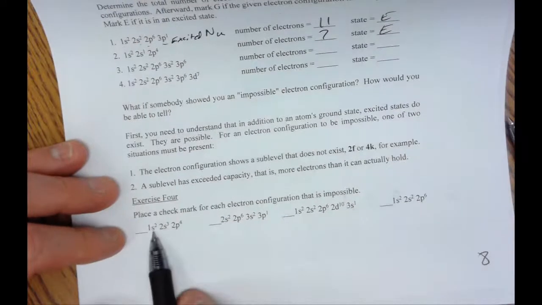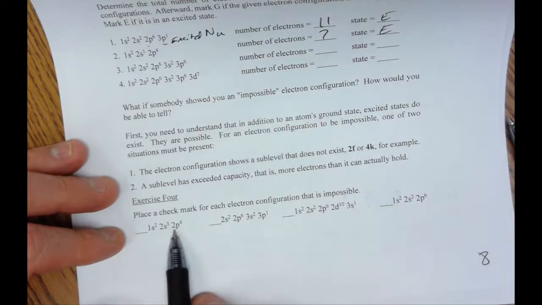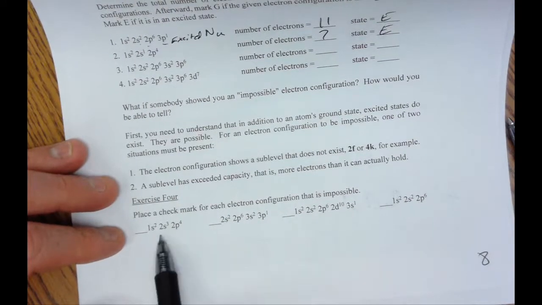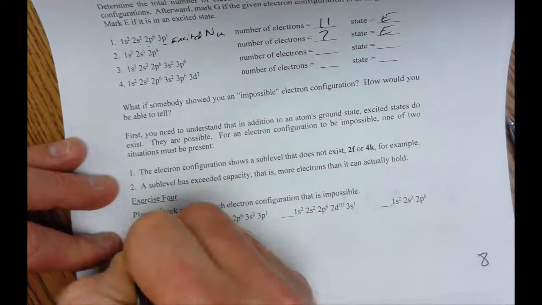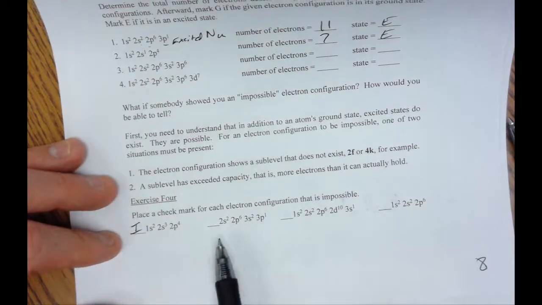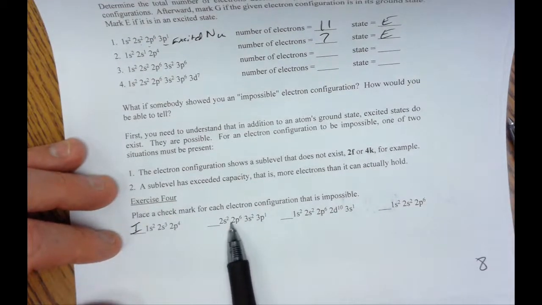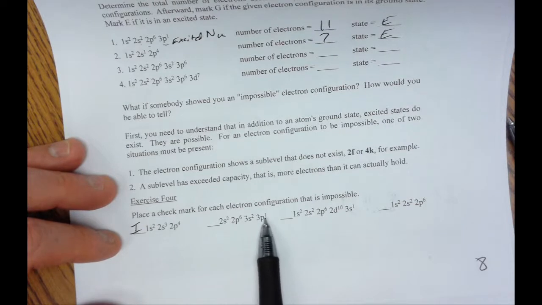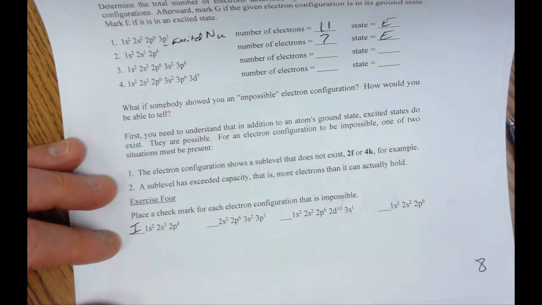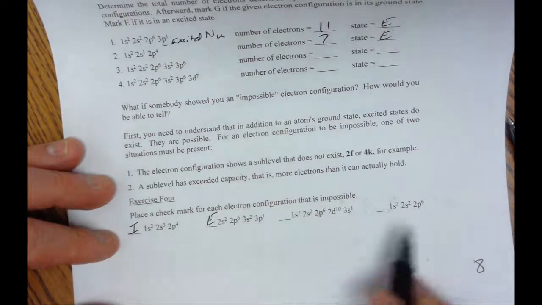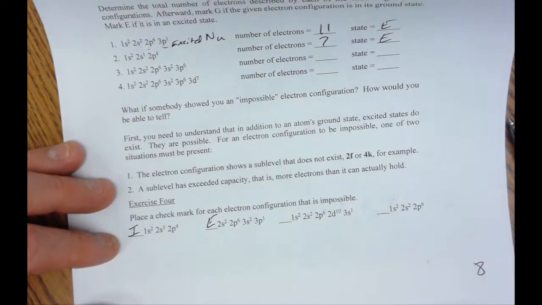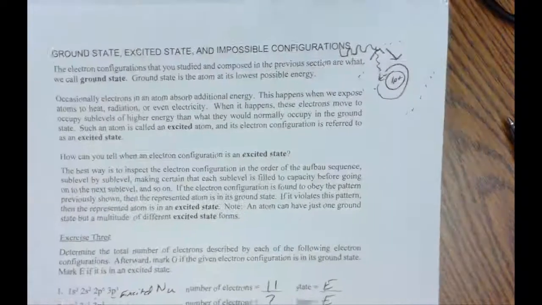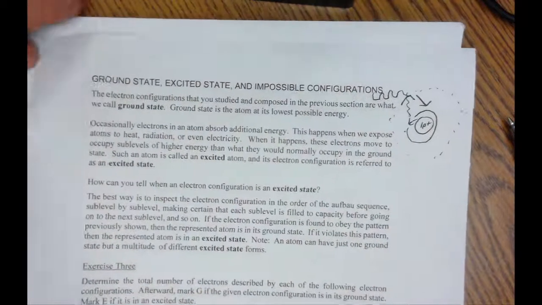So let's take a look. 1s2, 2s3, 2p4. Well, you can't have 2s3 because there's only one orbital in s, and it can only hold two electrons. So that is impossible. How about this? 2s2, 2p6, 3s2, 3p1. Well, we just have some excited electrons there. And I'll let you do the other two on your own. So that's ground state. Pretty simple, straightforward.